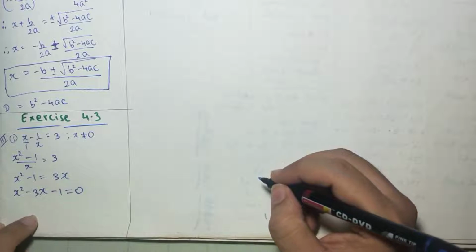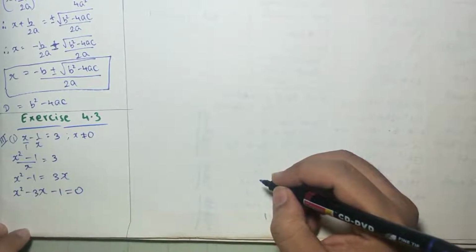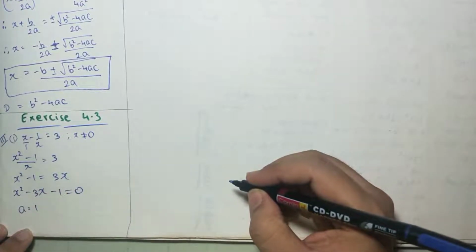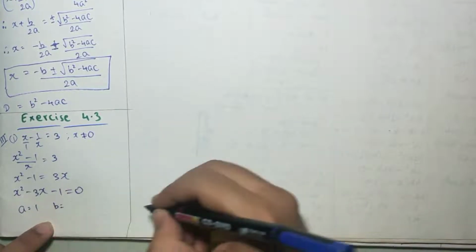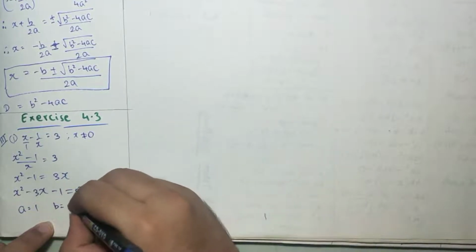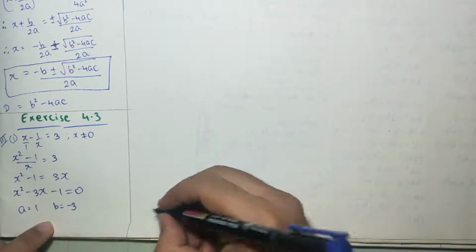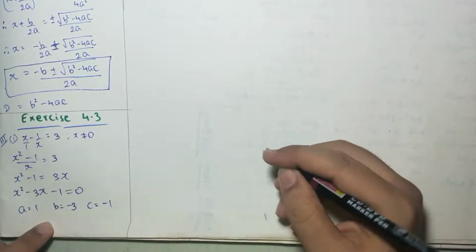Now, after obtaining the quadratic equation, write down a, b and c respectively. A is 1, the coefficient of x square. There is no number over here, so a would be 1. What would be b? b would be minus 3. The coefficient of x is minus 3. Don't forget to write the sign. And c would be the constant term, that is minus 1.